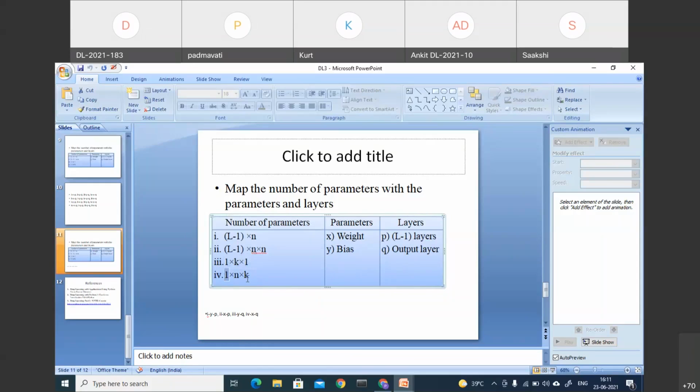I myself explained before solving this question that there are L minus 1 hidden layers and 1 layer at the output. This is not the standard representation. This column is not at all a standard representation. I just wanted to make sure that you have understood the dimensionality of each of the layers. That's it. Okay. Thank you very much.